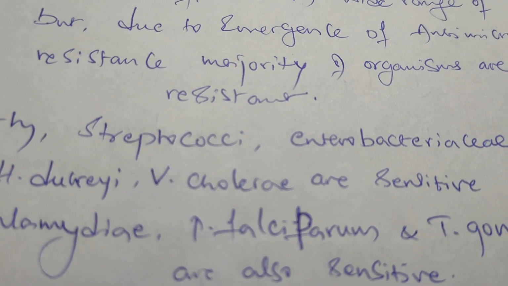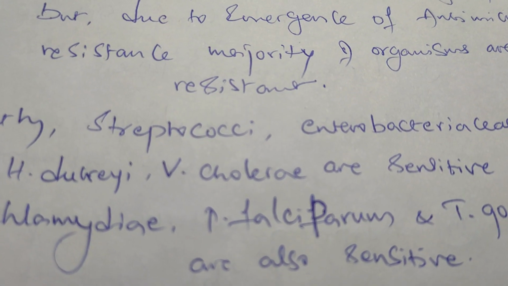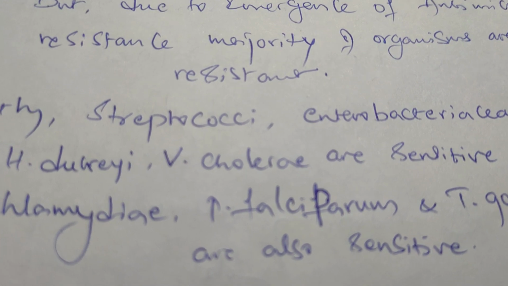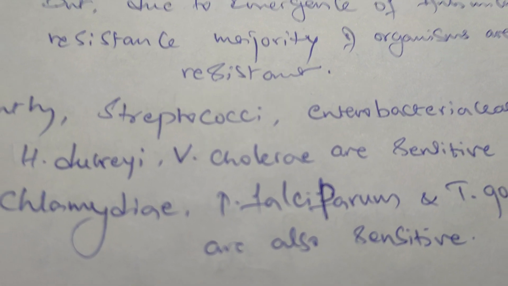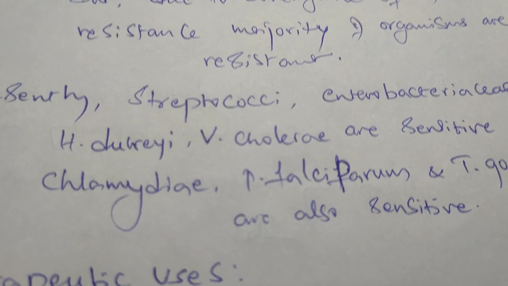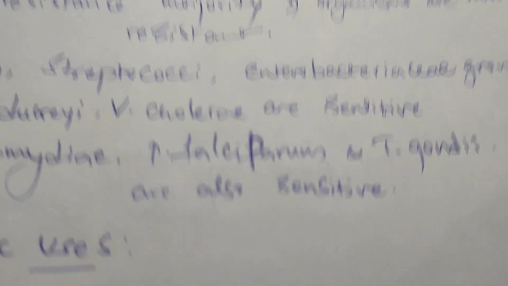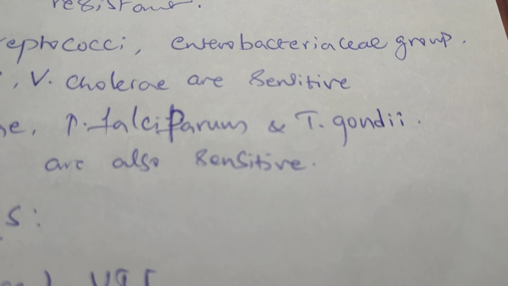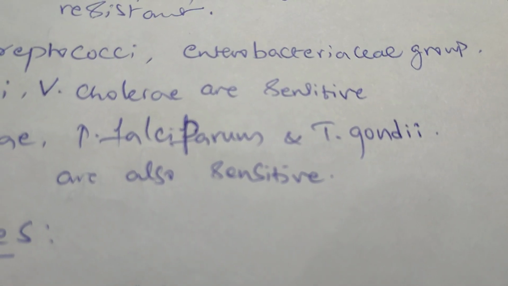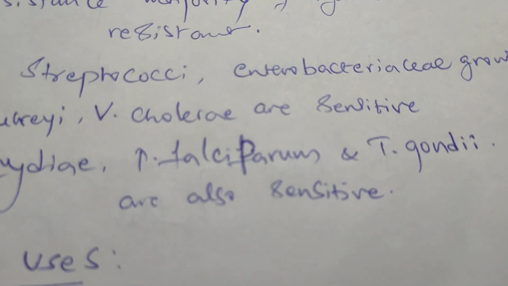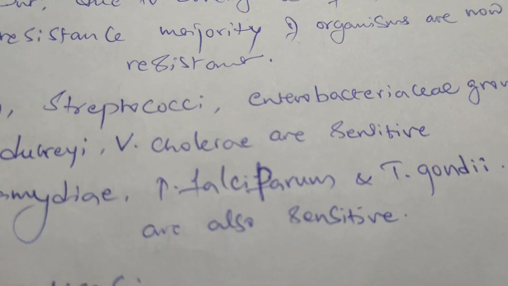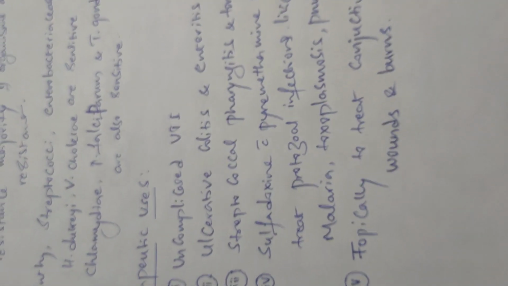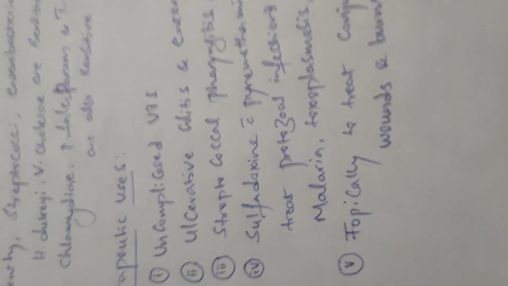Now, for most cases, sulfonamides have become second or third choice agents, except for uncomplicated urinary tract infection. Anyway, they are also effective on chlamydia, Plasmodium falciparum, the malaria causing organism, and Toxoplasma gondii. Toxoplasmosis is a protozoal infection. These 3 organisms are also even today sensitive to sulfonamides. So on the basis of this, let us see what the therapeutic uses are.